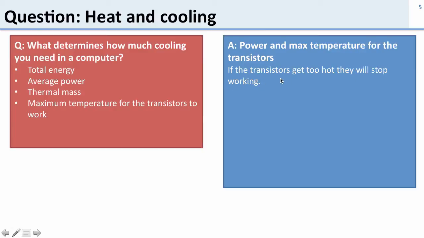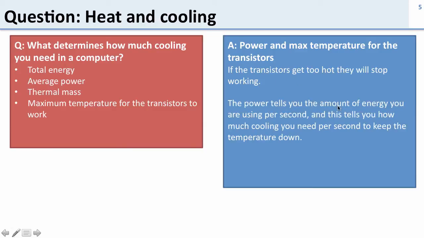And it's actually somewhat worse than that. When transistors get hot, they start leaking more energy, so they start using more energy, so they get hotter and hotter, and you can get this thermal runaway, where things just get hotter and hotter. The power that's going into the system tells you how much energy you're using, and if you're putting energy into a system, it's got to go somewhere and it comes out as heat, so that tells you how much cooling you need.